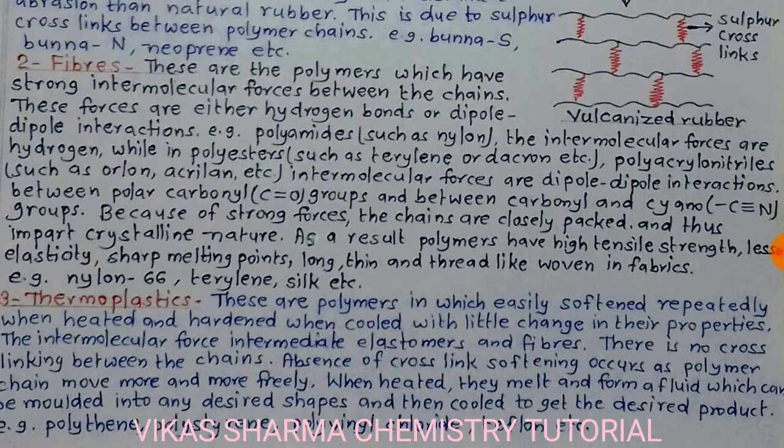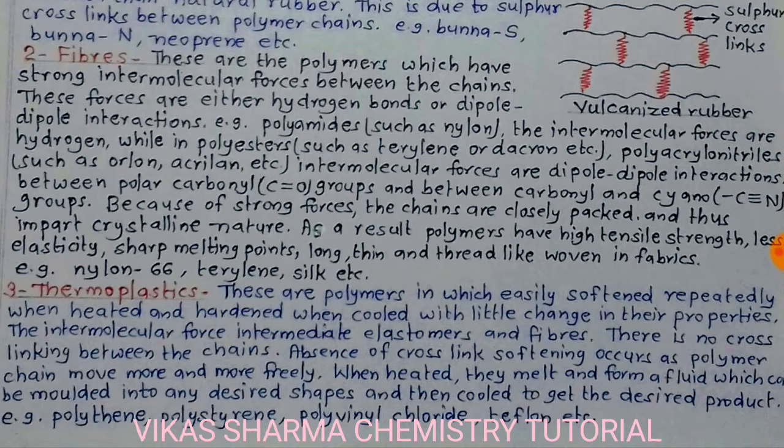Examples: nylon 66, terylene, silk, etc. They are considered as fibers. Their forces are greater than in elastomers.